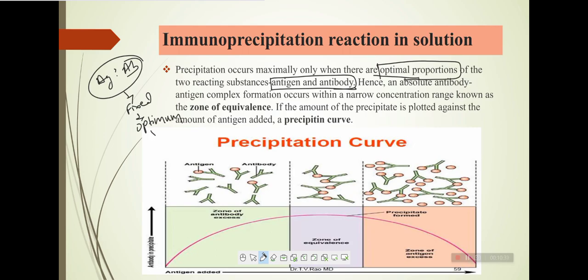Only in this condition will precipitation take place. If antigen is in excess, it is known as the zone of antigen excess, or if antibody is in excess, it is the zone of antibody excess. And where the optimum ratio is present and precipitation takes place, that zone is known as the zone of equivalence.